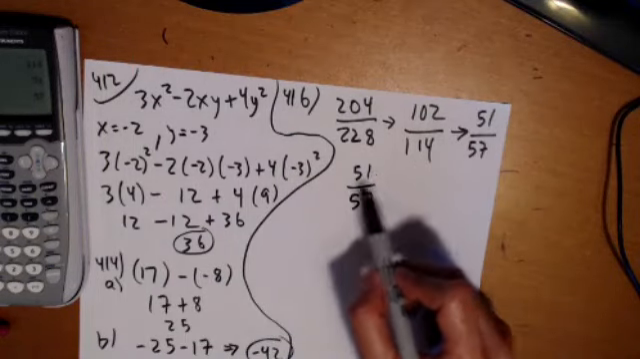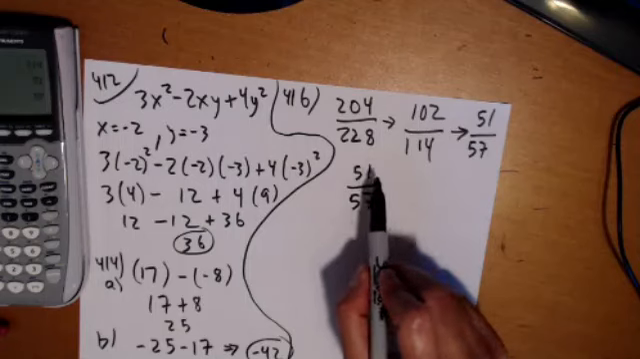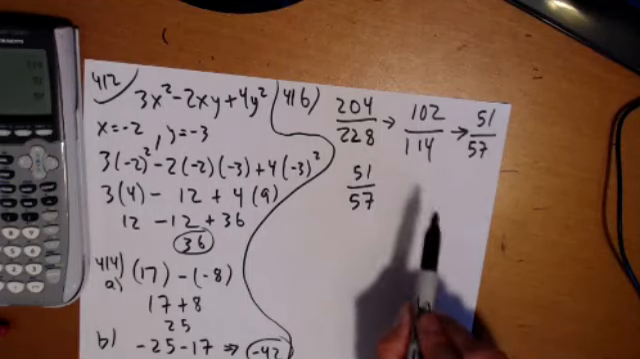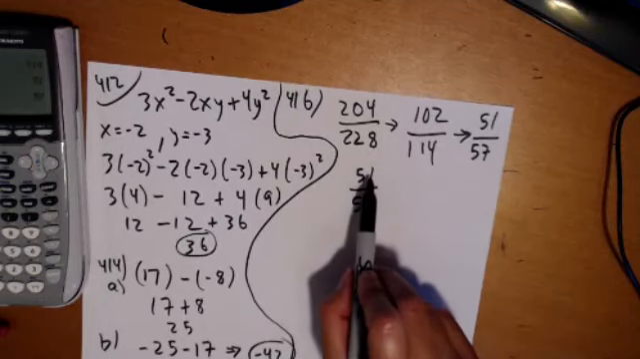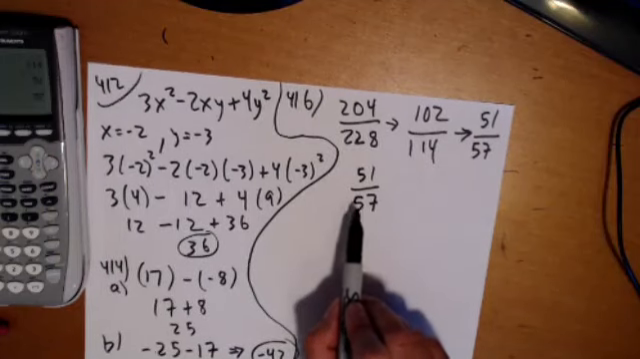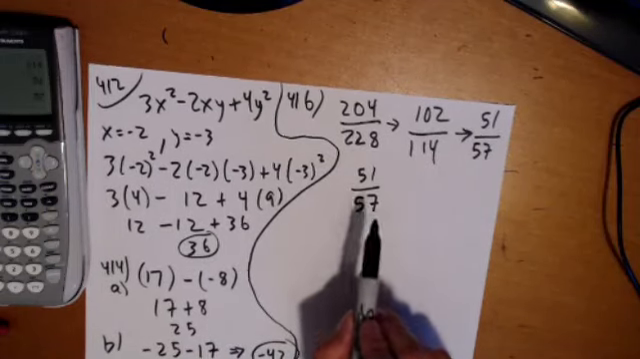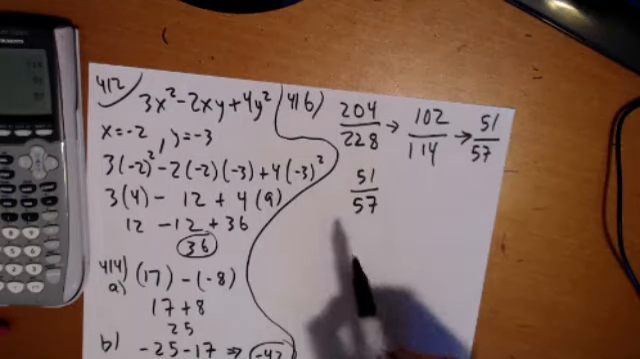And then how do you know if 3 goes into something? If you add the digits up and it's divisible by 3, that means 3 goes in. So 5 plus 1 is 6. 3 goes into 6. 5 plus 7 is 12, and 3 goes into 12. Okay, so 3 goes into each of those.